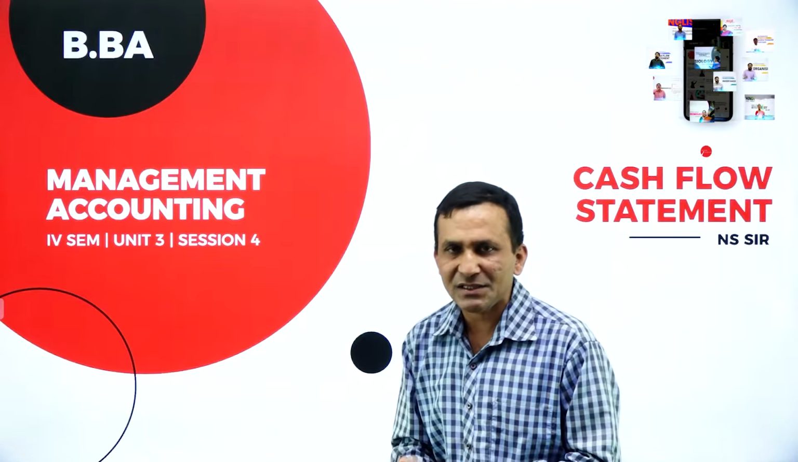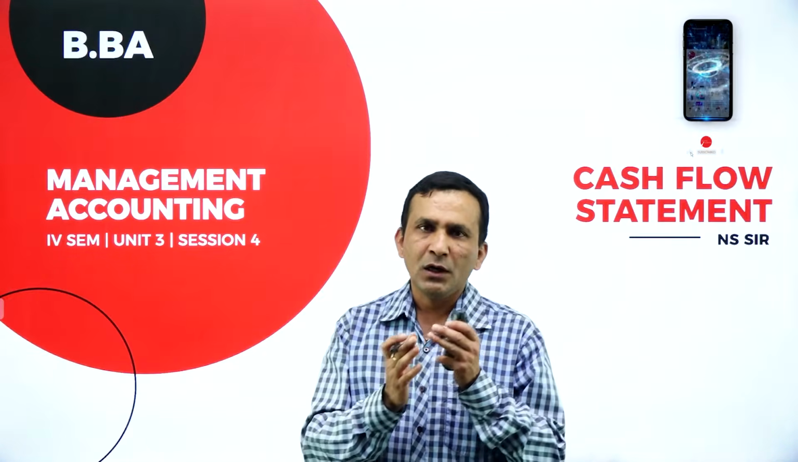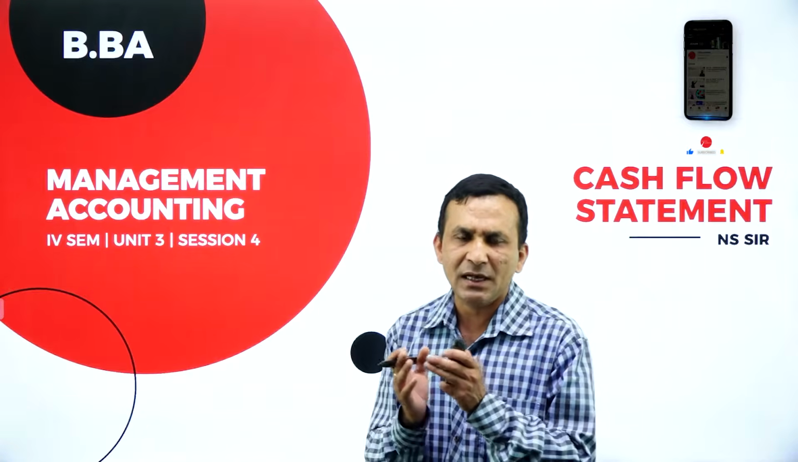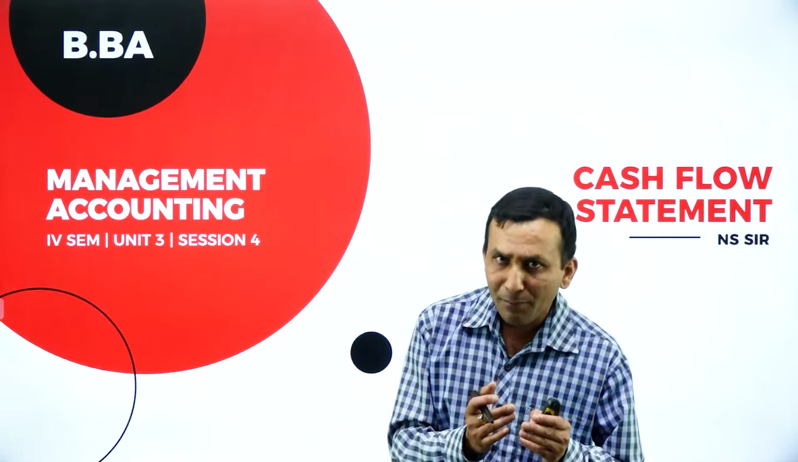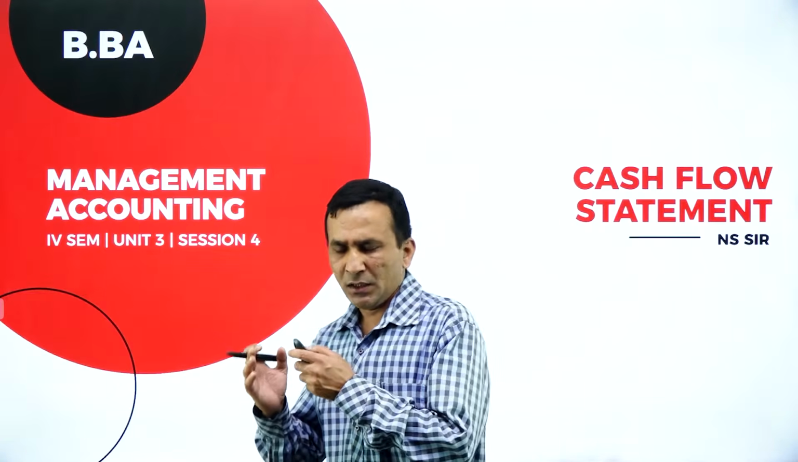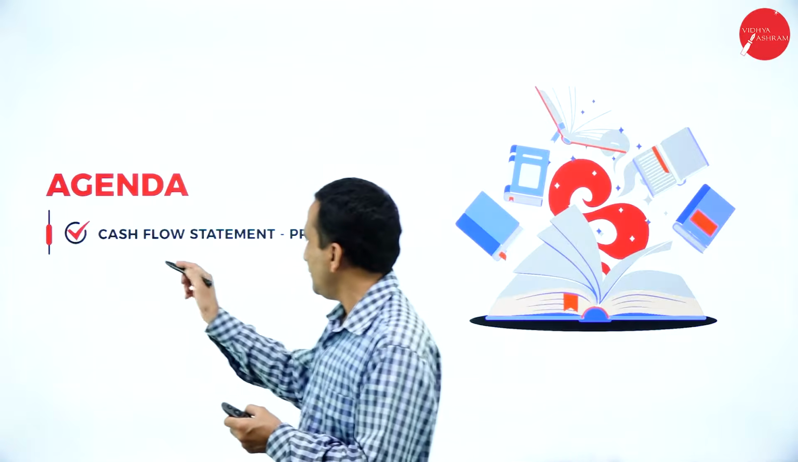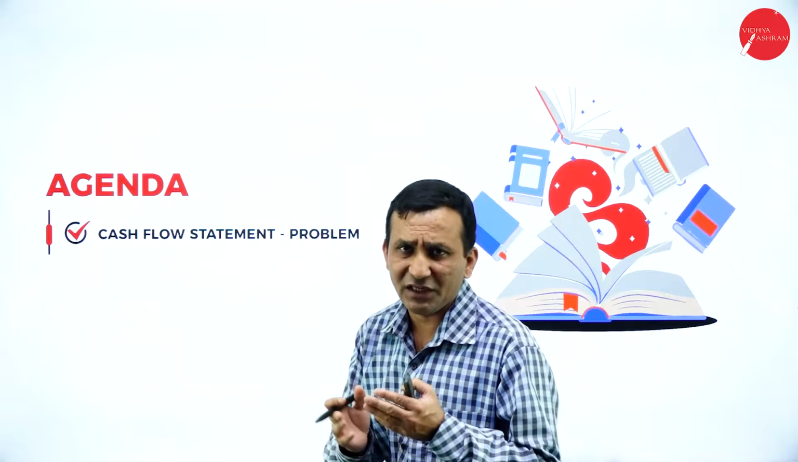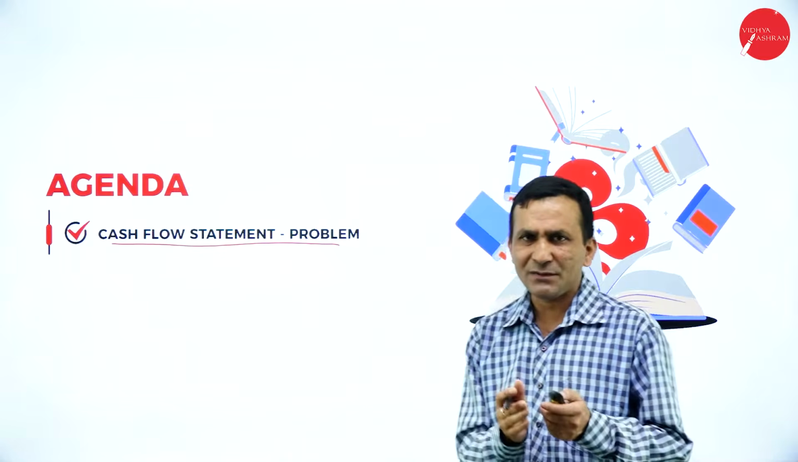In the last session, which was related to the format and a few problems, and even the methods, direct method and indirect method, I even discussed the number of activities coming up in the cash flow statement. Today's session is a continuation of the last session. So, cash flow statement problem.